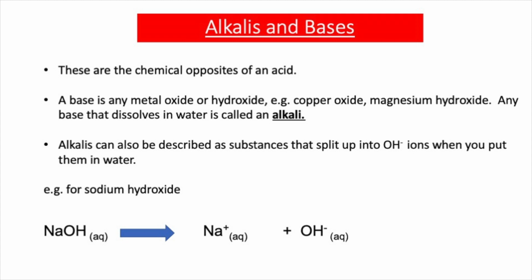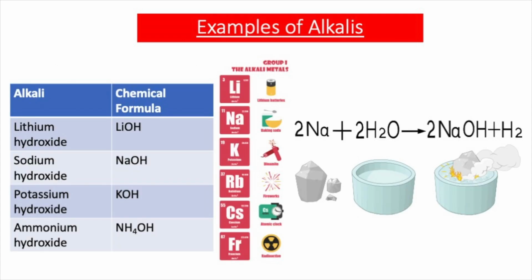Now, sodium hydroxide is classed as a strong alkali because it totally splits up into OH minus ions when you put it in water. Weak alkalis only partially split up into OH minus ions. Now, examples of alkalis include lithium hydroxide with a chemical formula LiOH, sodium hydroxide with a chemical formula NaOH, potassium hydroxide KOH, and ammonium hydroxide NH4OH.